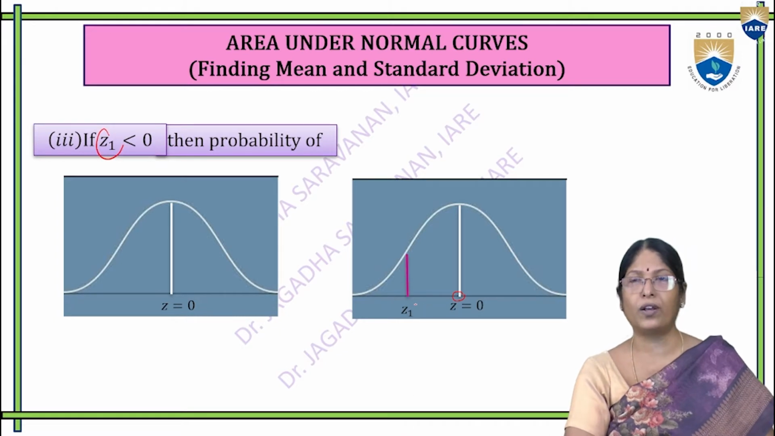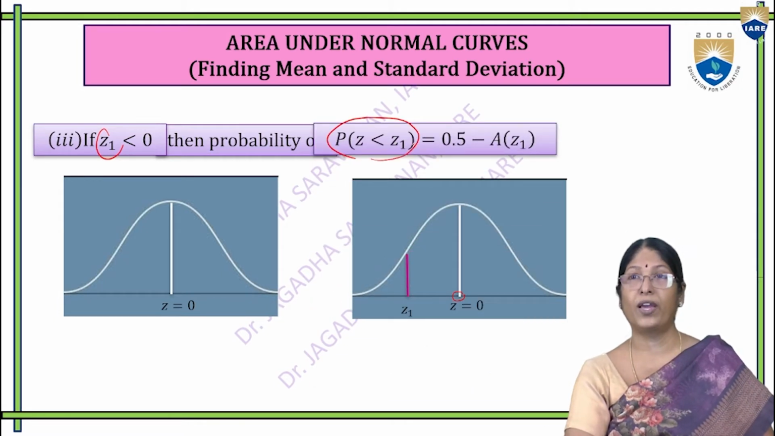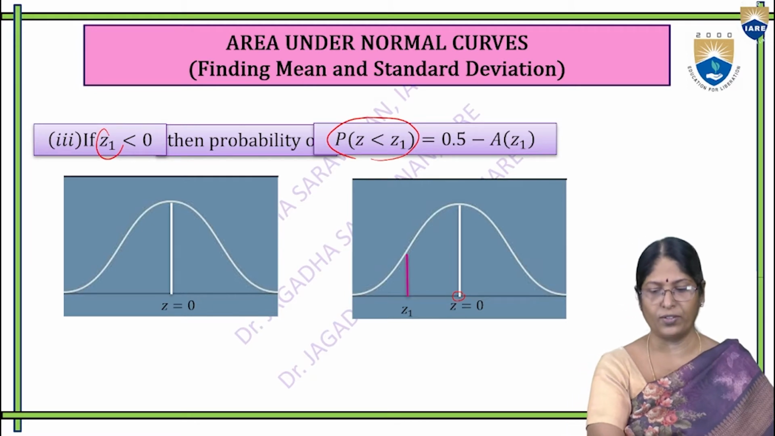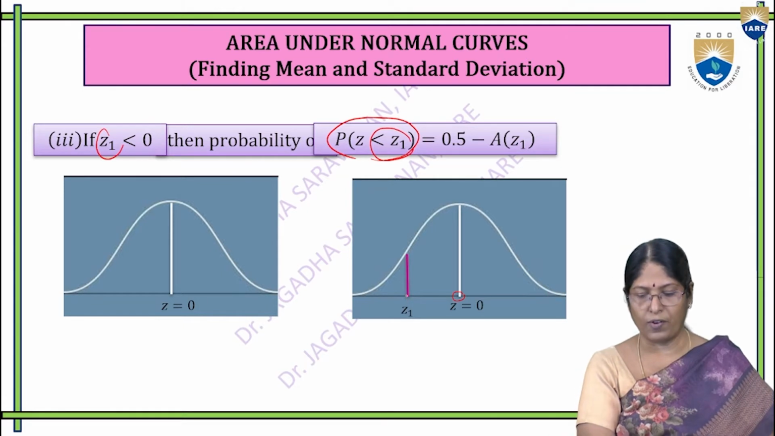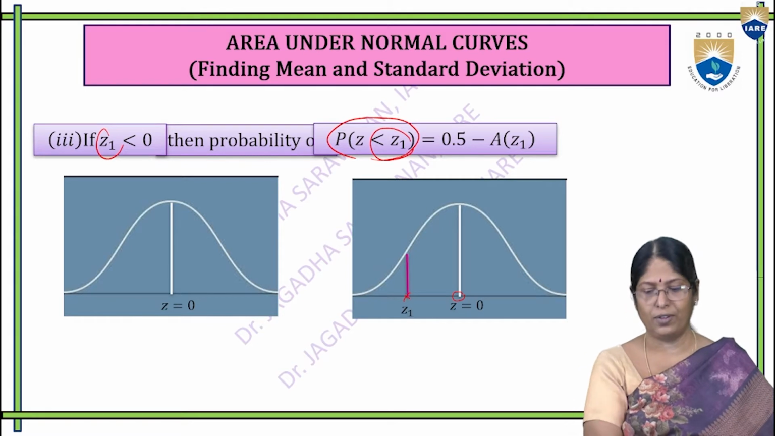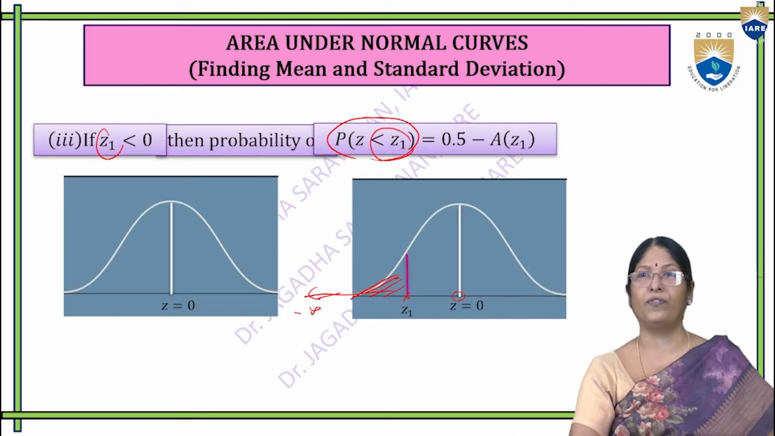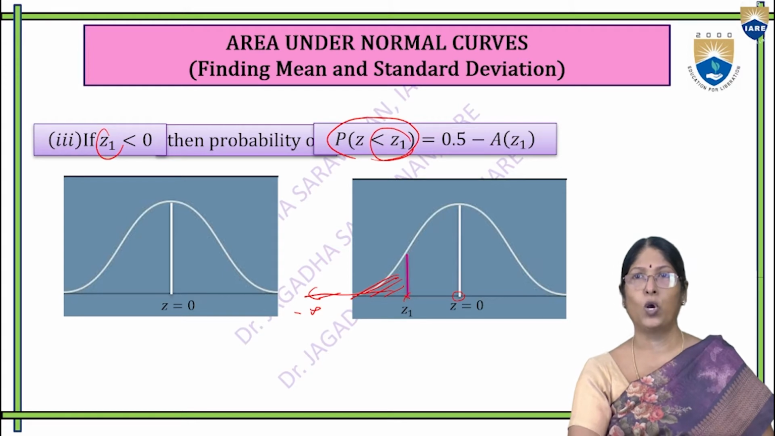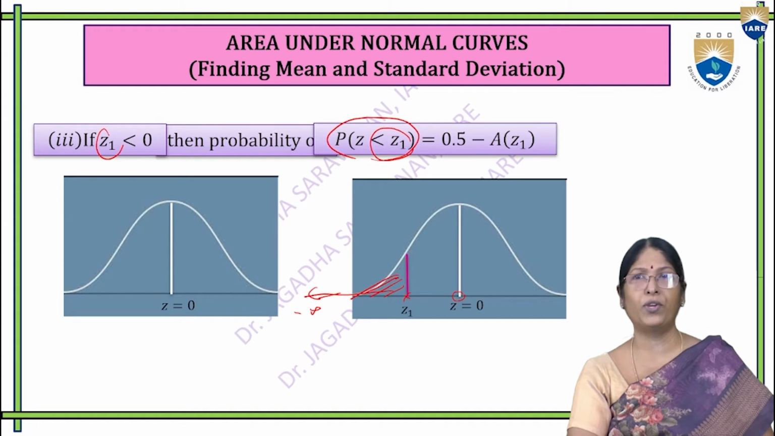At the point Z1, a vertical line is drawn. What is our question? The question is Z less than Z1. We can see it here, left to the point. Here our point is there, and to its left it goes on up to minus infinity. This is neglected. We are not going to calculate it. Only left to the point Z1, that area only we are going to calculate.